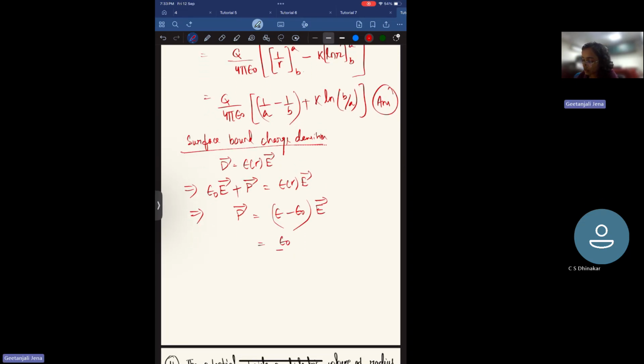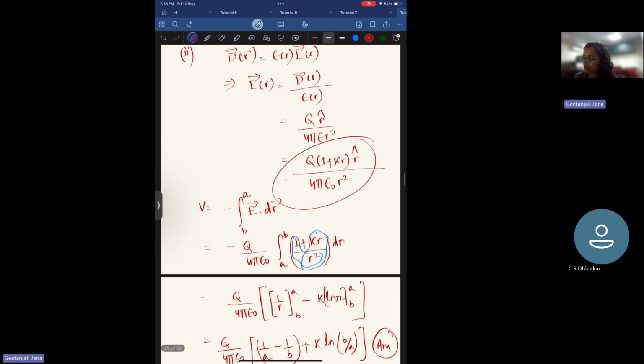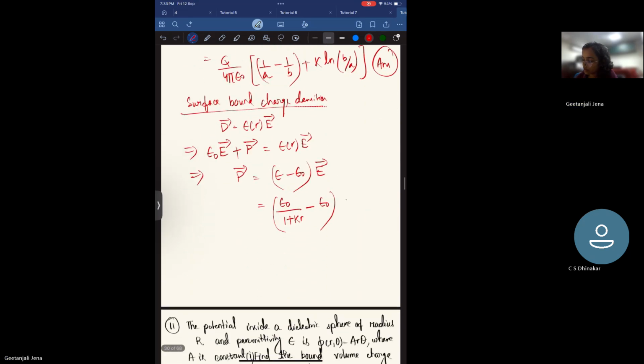Epsilon is epsilon naught (1 plus kr). This is epsilon naught. And E we have calculated. This is Q, this one. So Q (1 plus kr) by 4 pi epsilon naught r square.